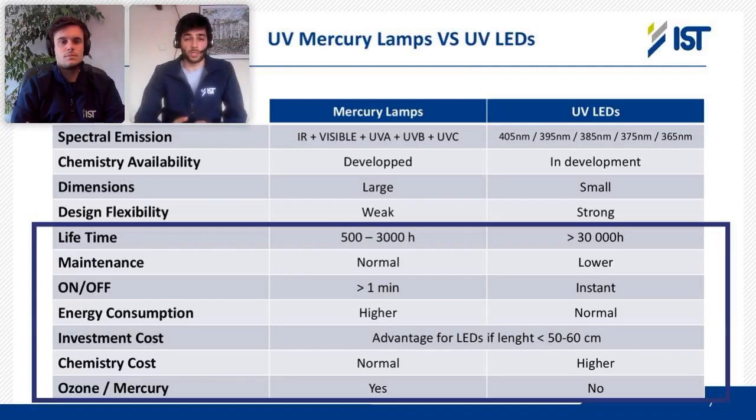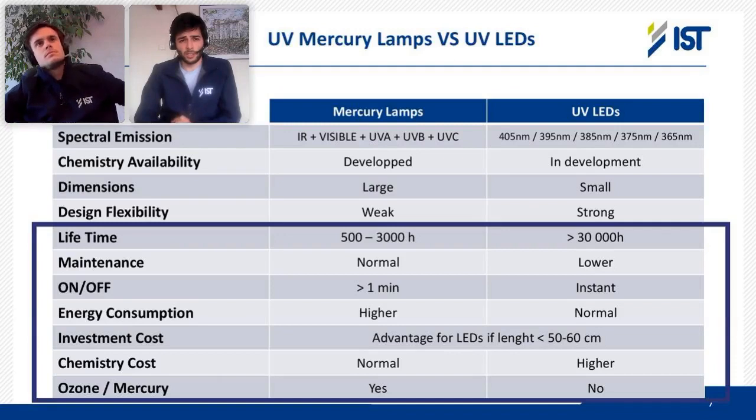The chemistry is more difficult to make, and also photoinitiators for UV LEDs are more expensive, so the chemistry is a little bit more expensive in some cases. And to conclude, UV LEDs don't create ozone and don't have mercury, so it's better for the environment and also better for the health of the people.